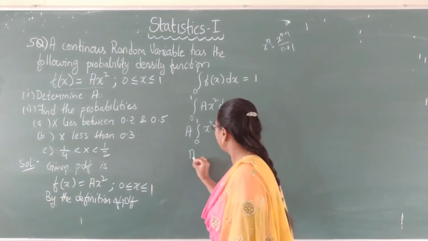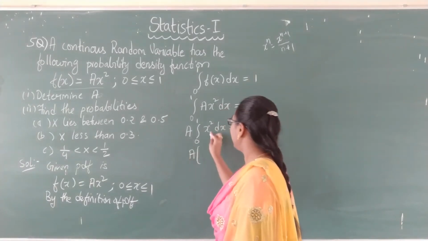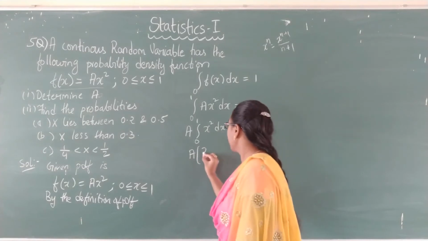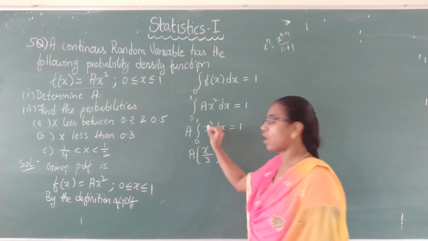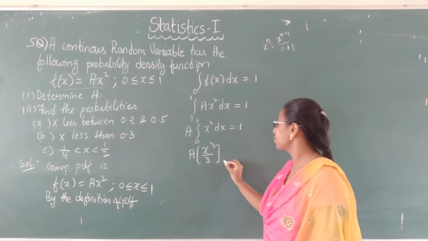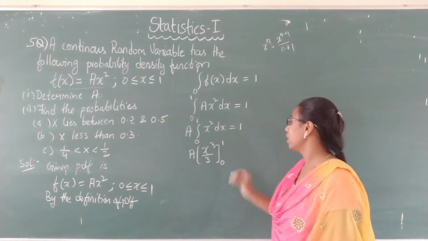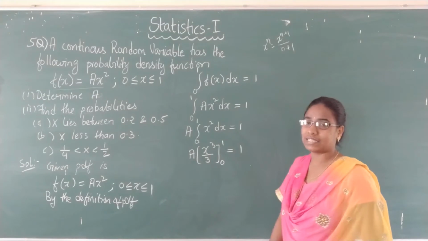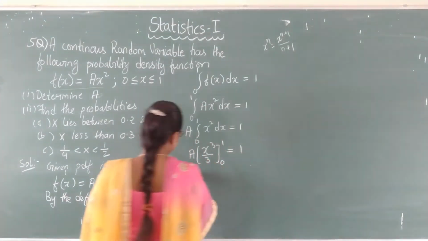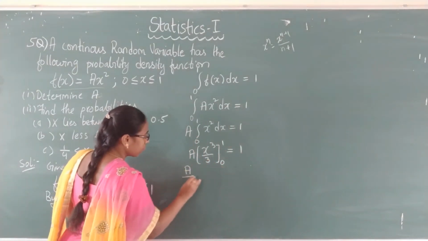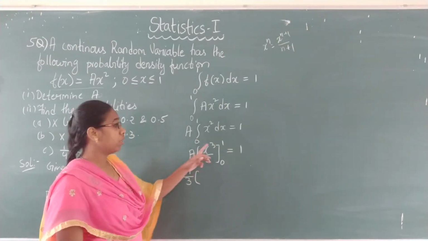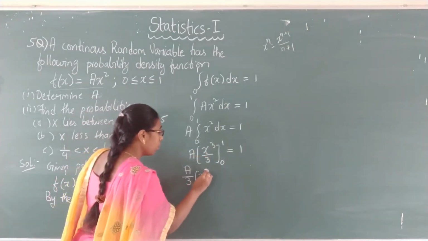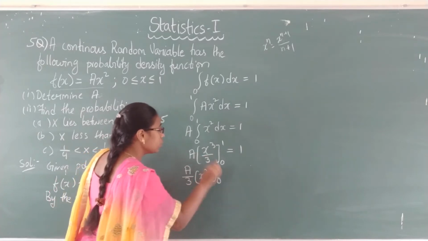So now do it. A into integration of x square is x cube by 3, within the limits. We have to substitute the limits, right? 0 to 1 equals to 1 as it is. So here a by 3 is constant. A by 3 into x cube within the limits 0 to 1.